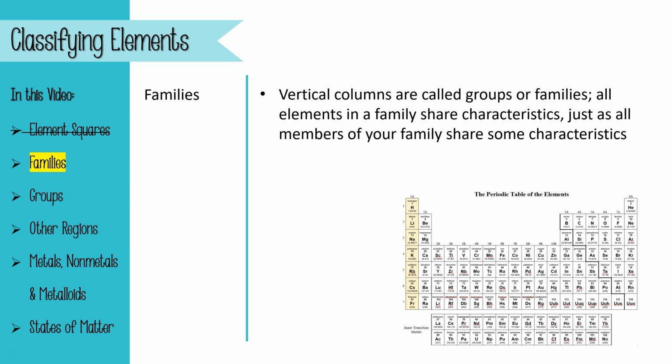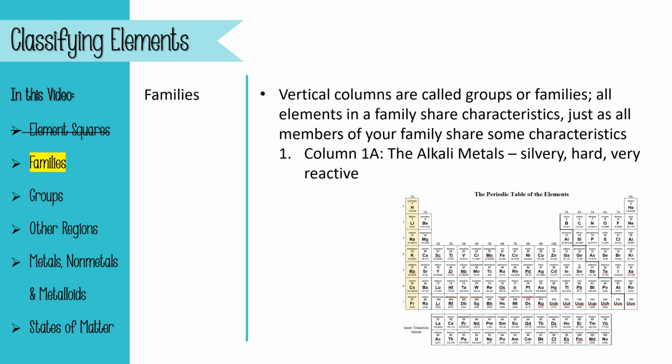In the same way, elements in the same family will look similarly and behave similarly. Today we'll highlight 4 families on the periodic table. The first is in column 1A. They're called the alkali metals. Elements in this family include lithium, sodium, potassium, rubidium, cesium, and francium.